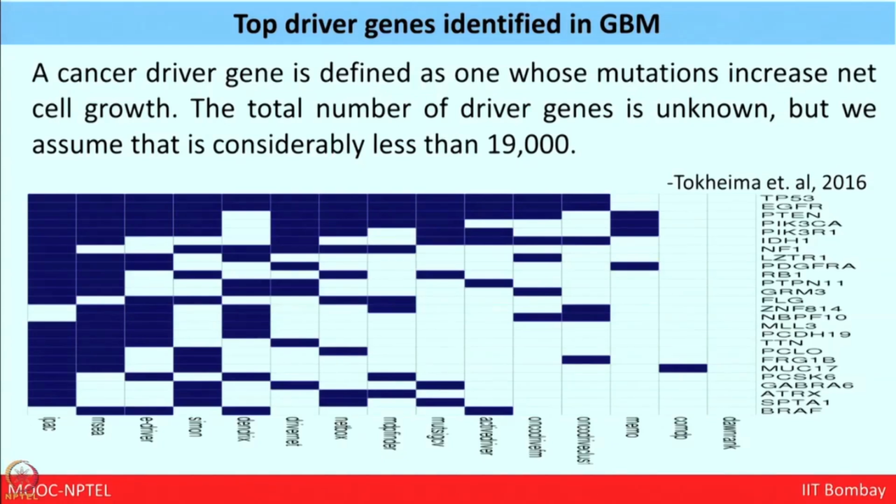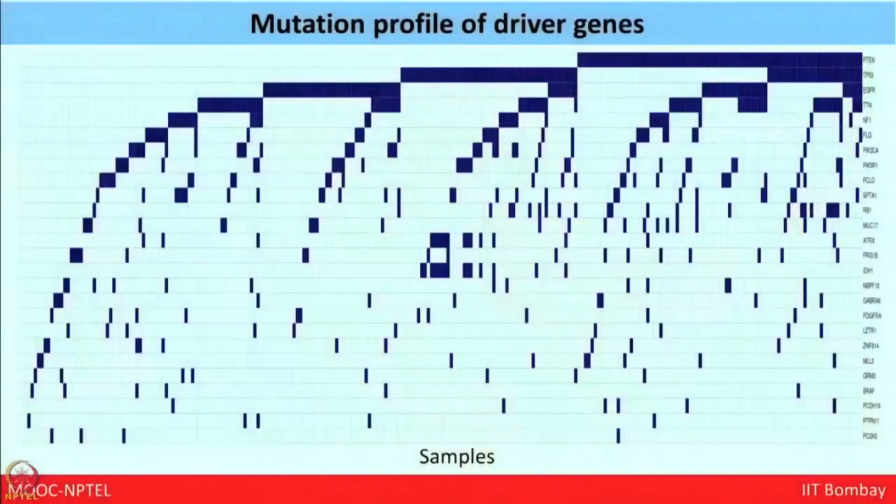In 2016. From the driver DB repository, you can see that the top driver genes include TP53, EGFR, and PTEN, and we all know how these hallmark driver genes are important in glioblastoma tumorigenesis. Here are the mutation profiles of those driver genes, where the top driver genes are PTEN, TP53, and EGFR, and we can see the mutational profile in terms of samples on the x axis.